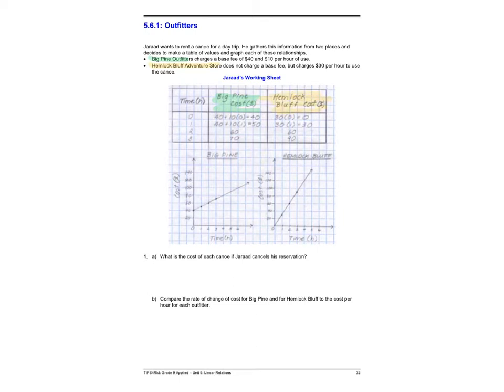So we've got some important information here. We've got a base fee of $40, and then we've got $10 for an hour of use. With our second store, we've got no base fee, and then $30 per hour of use. So our table of values here shows, first of all, for Big Pine, $40 and $10 for each hour.